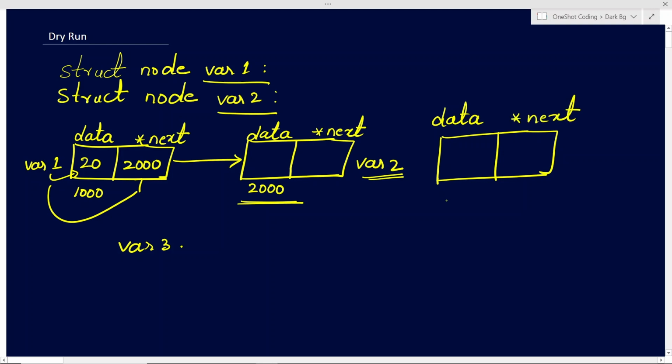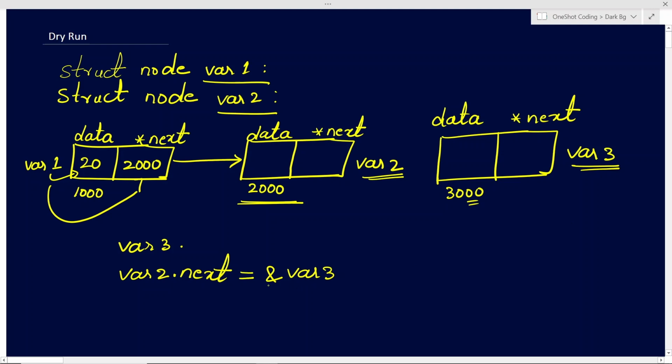Now let's assume this variable's address is 3000. Okay. Now in this next part, I want to store the address of variable 3. We know the address of variable 3 is 3000. I want to store this here. What can I do? We know this is variable 2, right? I can access variable 2. I can say variable 2 dot next equals the address of variable 3.